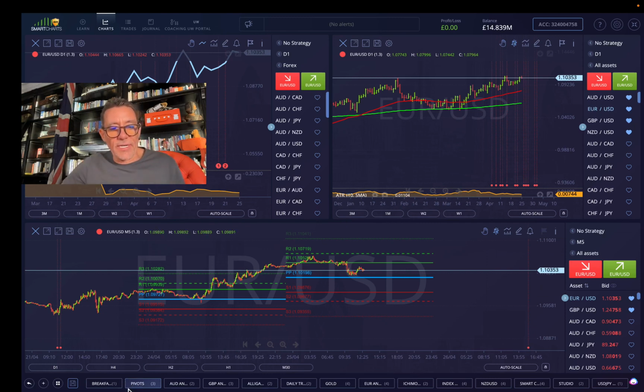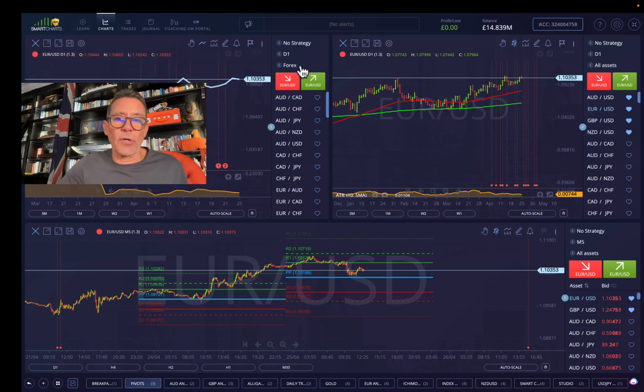Today I'm going to look at the euro dollar. I've got my screen set up. If you look bottom left here, pivots. So I have three different screens. The first is the daily. I'm just showing the trend up.